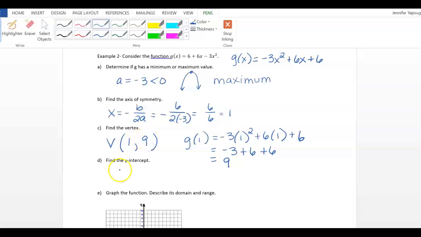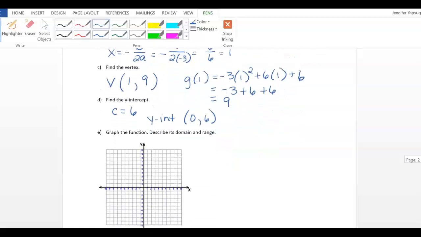I'm going to find my y-intercept, so that's my value of c. So c is equal to 6. So therefore my y-intercept is 0, 6, just like the last example. And then now I have all this information that I can easily graph.